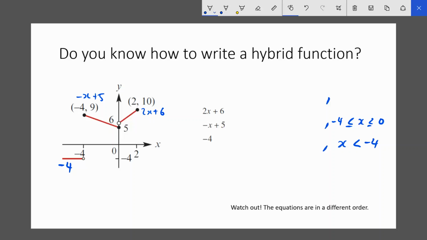Then I look at this one, and I'm like, okay, that's not inclusive at 0, but all the way up to 2, I am inclusive. So not inclusive at 0, but inclusive at 2. Once I've got the domains correct, I already knew which functions it is, so you just simply write it all in. You're like -4, negative x plus 5, and 2x plus 6. Use your braces, equals to f of x, and that's your hybrid function.